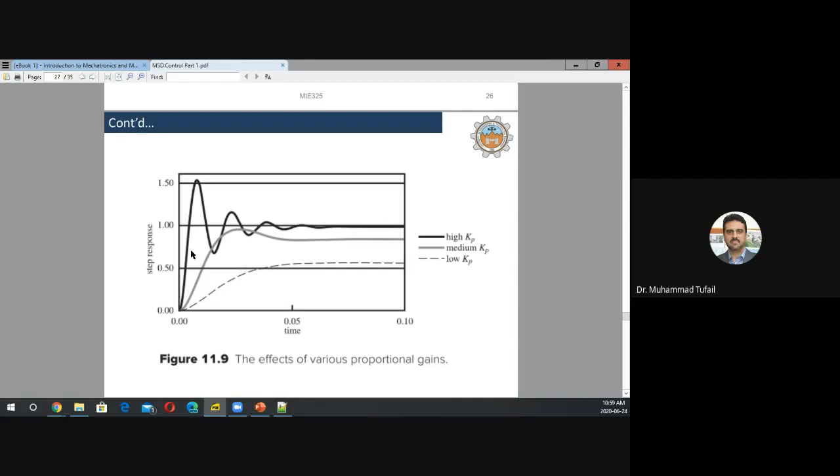So what to do? Ideally, our KP should be high because we want the response to be as fast as possible and we want the steady state error to be 0. So a high value of KP suits us well. But the problem is these overshoots, these oscillations. Why do we want the system to oscillate? This is called the transient behavior of the system. The transient behavior is when it hasn't converged to some steady state.